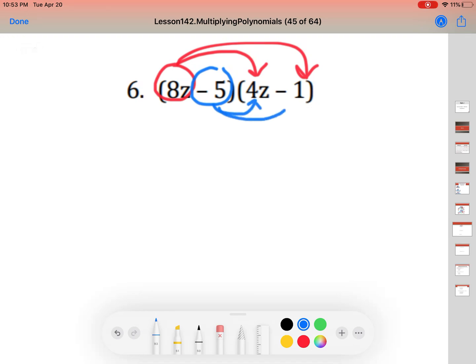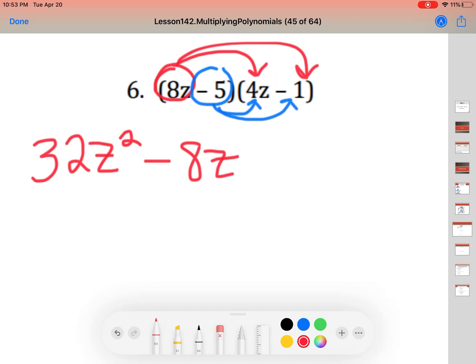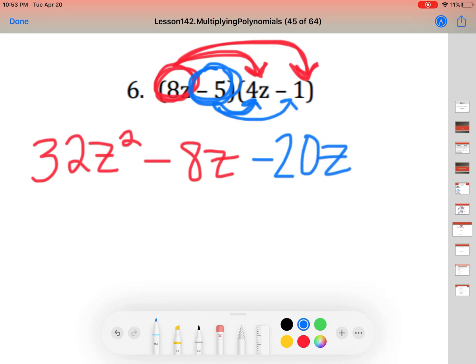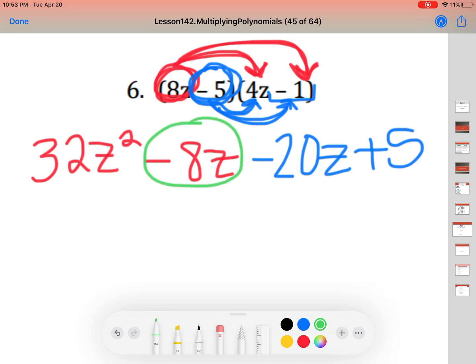When you distribute your second term, you have to take its sign with him. Let me write this one down for you. 8 times 4 is 32. A z with another z is z to the second. 8 times negative 1 is negative 8 with a z. Okay, so that was the first one that I sent to both terms. The second one, negative 5 times 4 is a negative 20 with the letter z. Be careful, negative 5 times negative 1 is a positive 5. A negative times a negative multiplies to make a positive. So that's what I get when I double distribute.